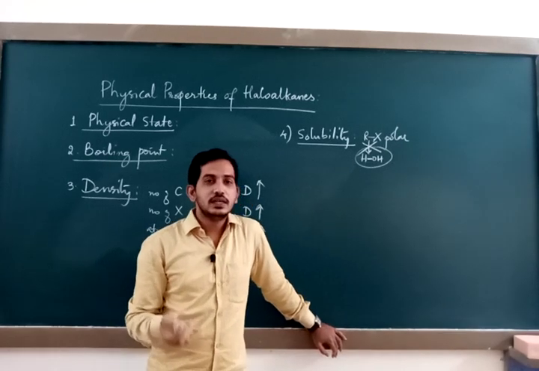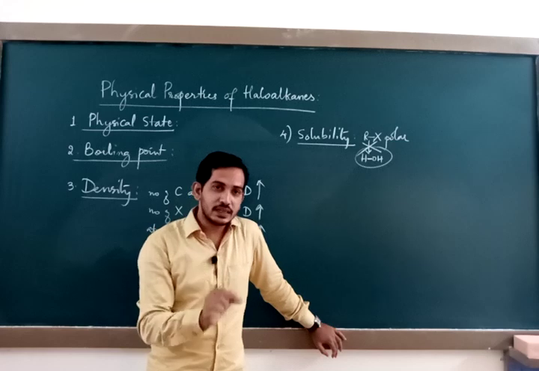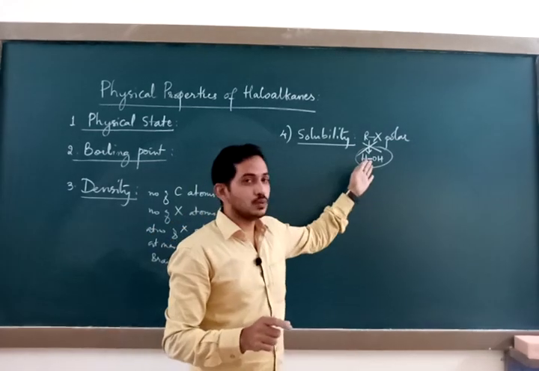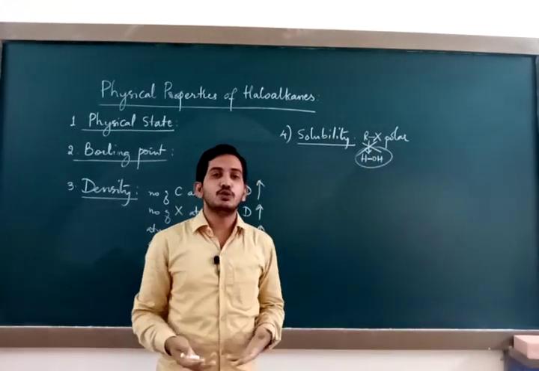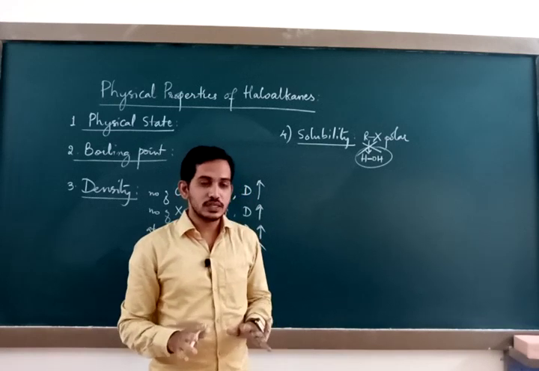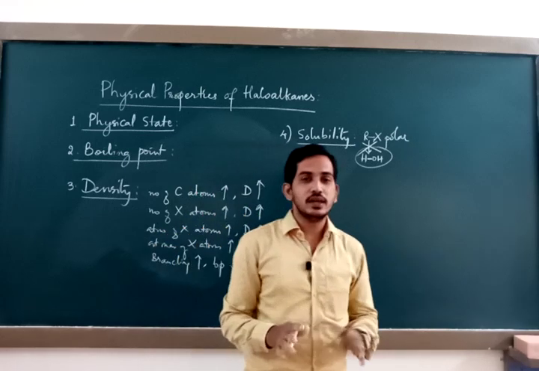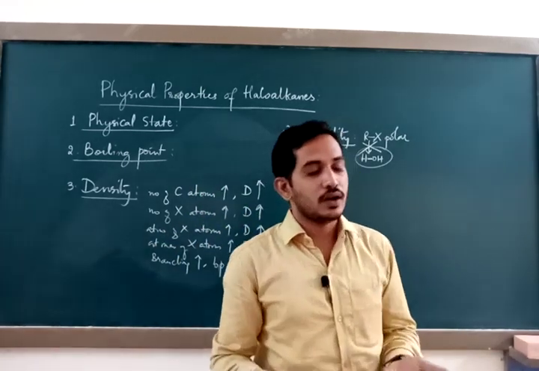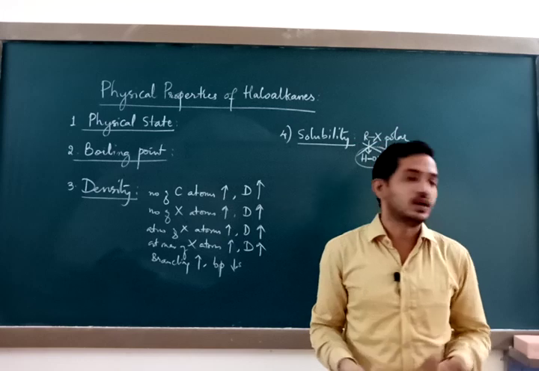The only reason is they failed to break the hydrogen bonds existing in water molecules, and they also failed to make new hydrogen bonds with water molecules. For these two reasons, haloalkanes, though they are polar, remain insoluble, or they are always non-soluble in water.